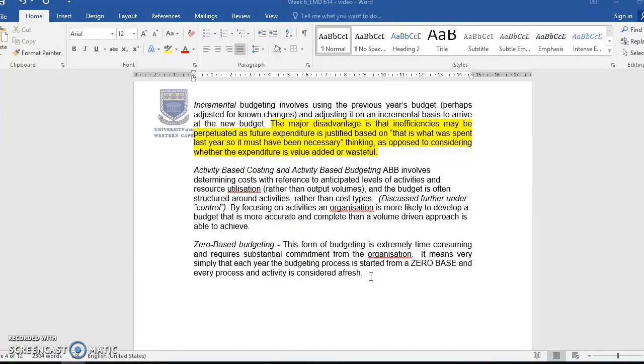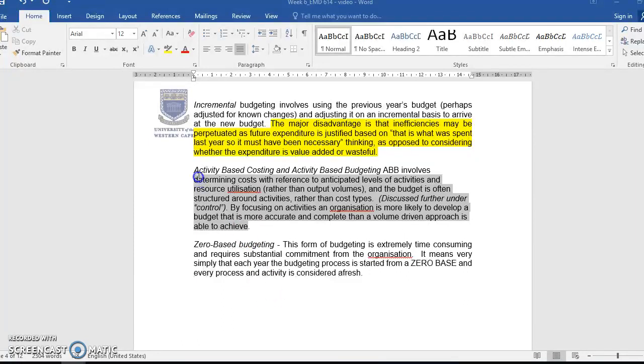Zero-based budgeting is extremely time-consuming, as it basically means you start from a zero base. Everything starts from scratch. You take a budget from scratch. There's no basis. From scratch we determine what we need, and this is extremely time consuming. Which is effectively the opposite of incremental, because this takes so much time, and incremental can be done usually within a matter of minutes, depending on the size of the organization.